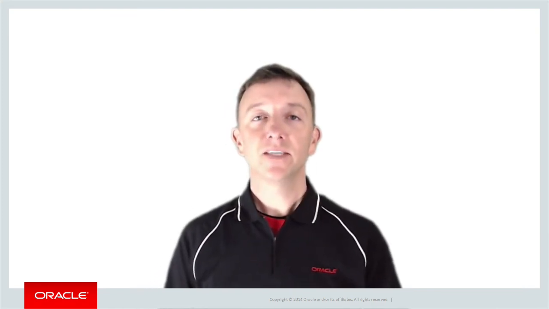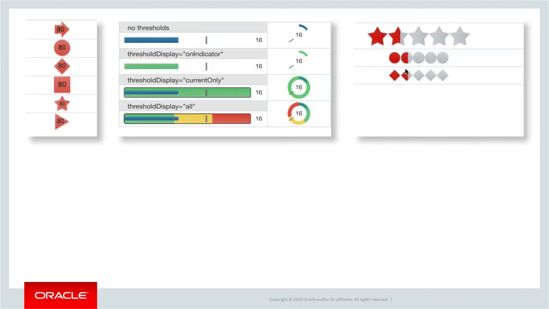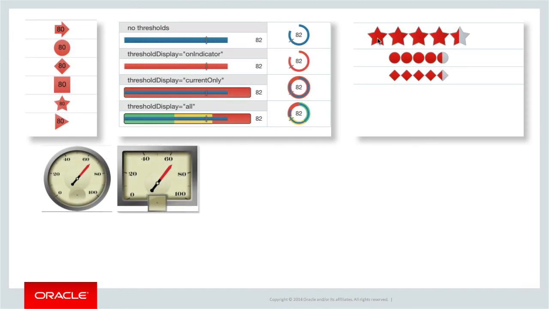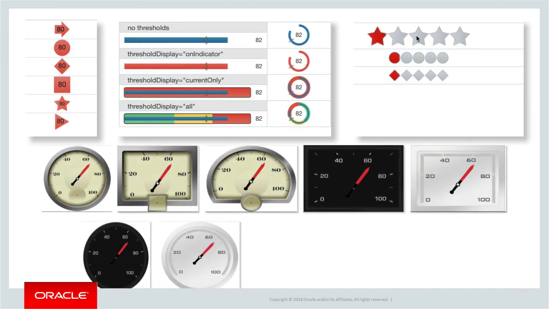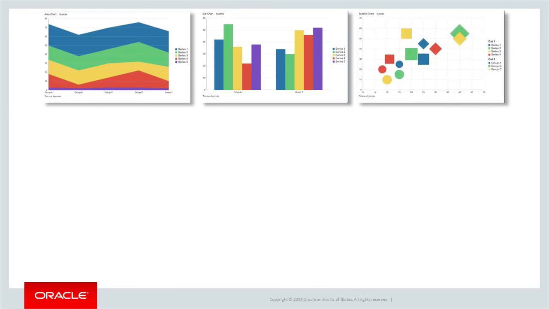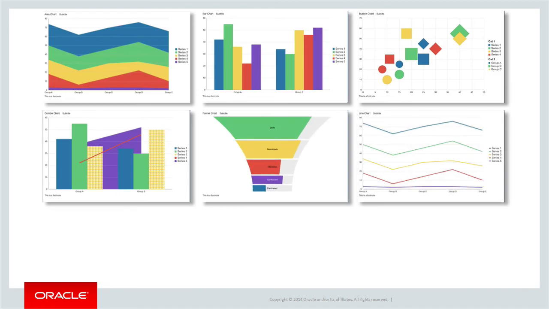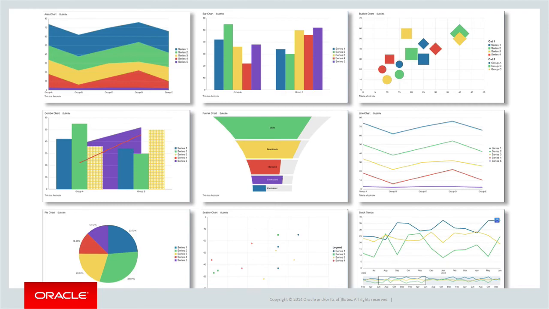In context of the MAF DVT components, there are several categories of components available to you. The first set of DVT components includes lead gauges, status meter, rating gauge, and an inordinate amount of regular gauges, sometimes called analog gauges. The second set of DVT components are charts, which include area charts, bar graphs, scatter plots, combo graphs, funnel graphs, line graphs, pie charts, and series graphs, and much more.